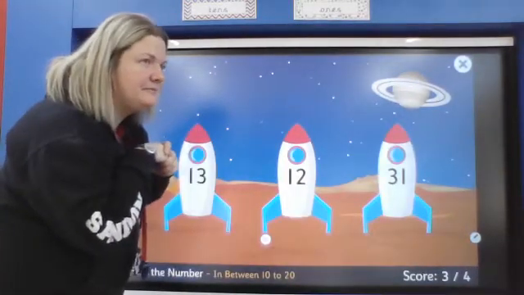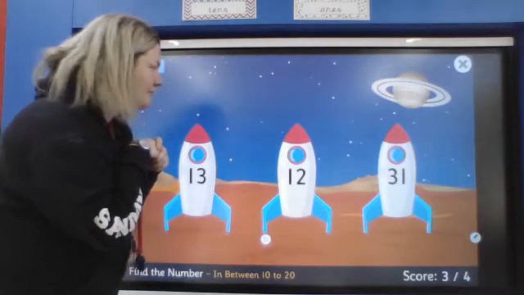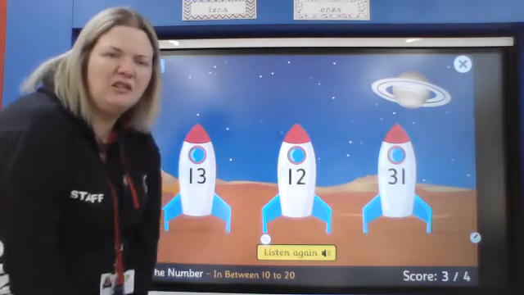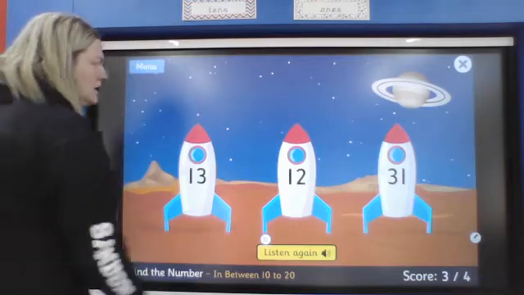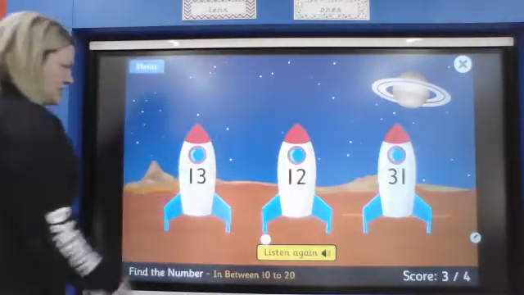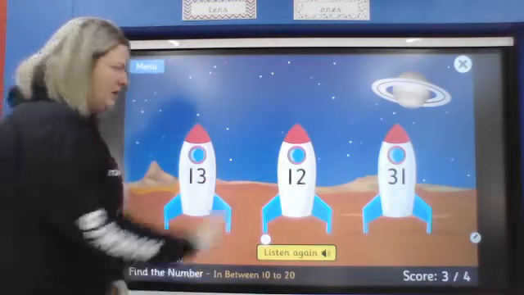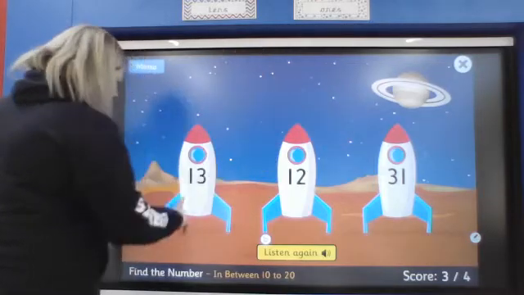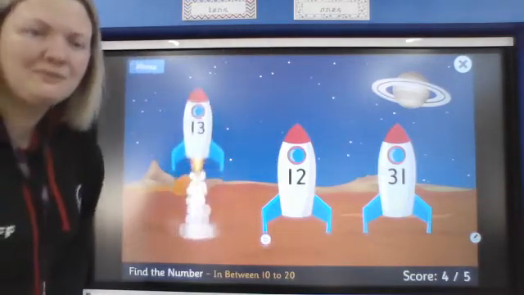Find the number between 12 and 14. That's 31, that's 12, that's 13. So I can't have 12. 31 is a larger number. I think it might be that one. Well done.